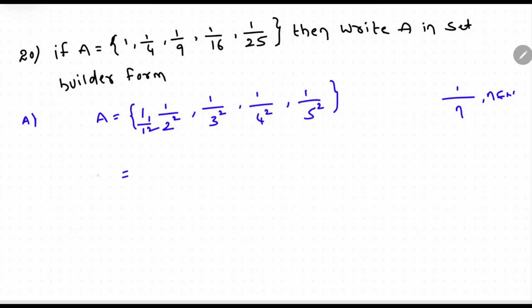So I am writing A equals x such that x equals 1 by n power 2, where n belongs to natural numbers and n less than or equal to 5. Actually we were given the roster form and we have to convert it into set builder form. That's it.